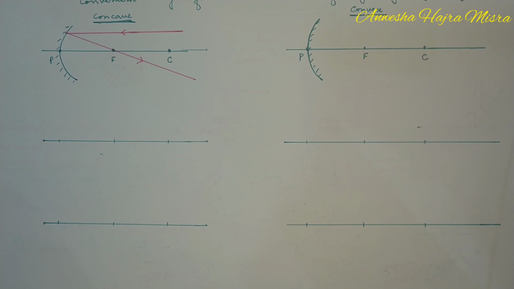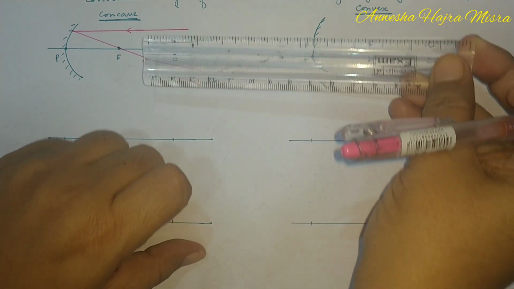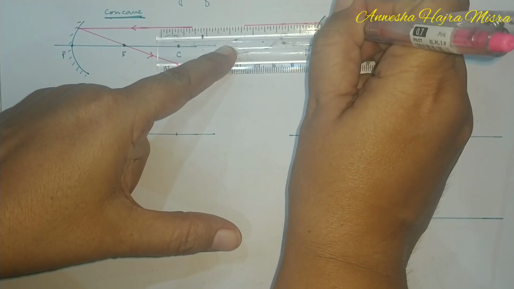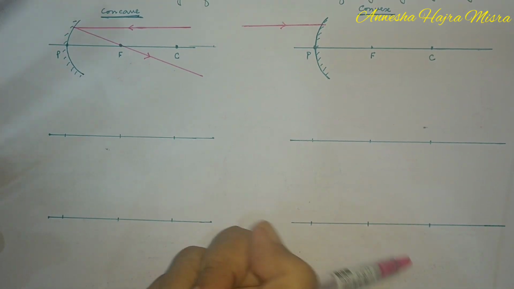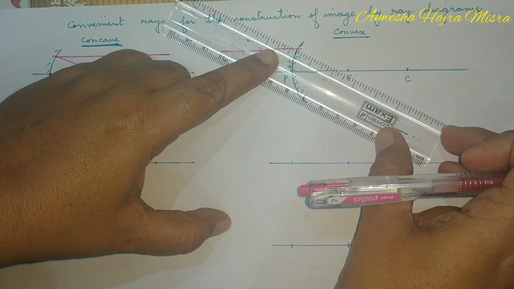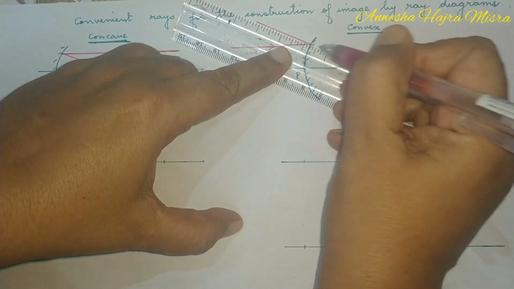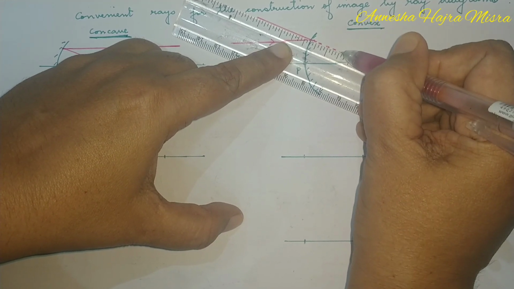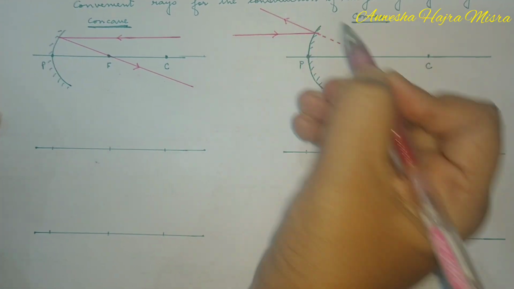Now, what is the equivalent ray for convex mirror? For convex mirror, children, a ray which comes parallel to the principal axis. Now, mind you, children, light will fall on the reflecting surface. Then it will be reflected in such a way that if you extend this backward with dotted line, it will meet at the focus. So learn the first ray.